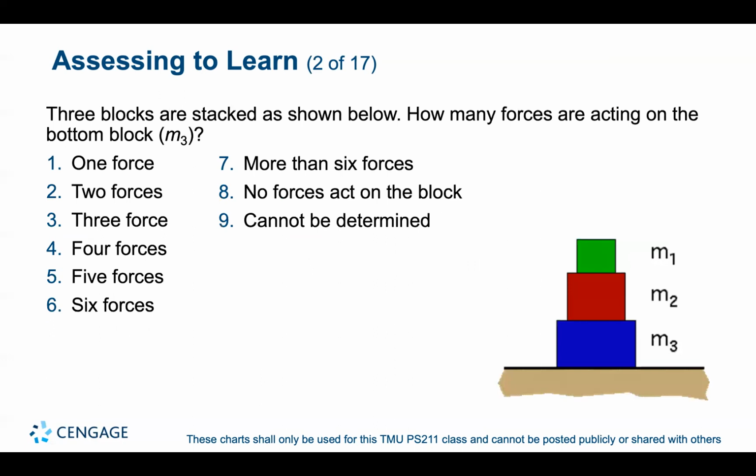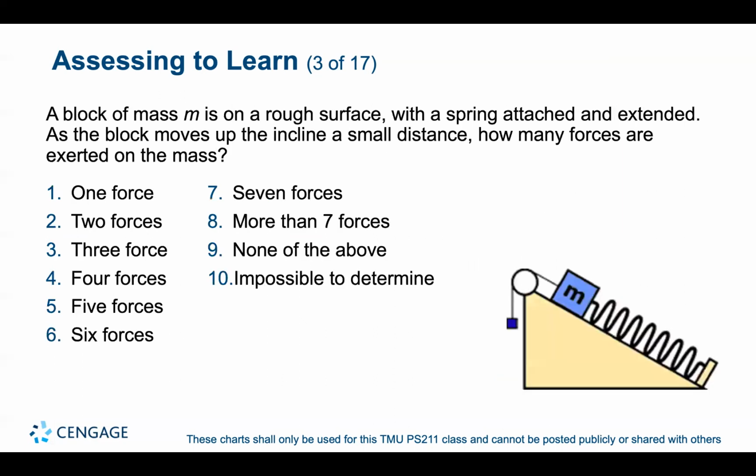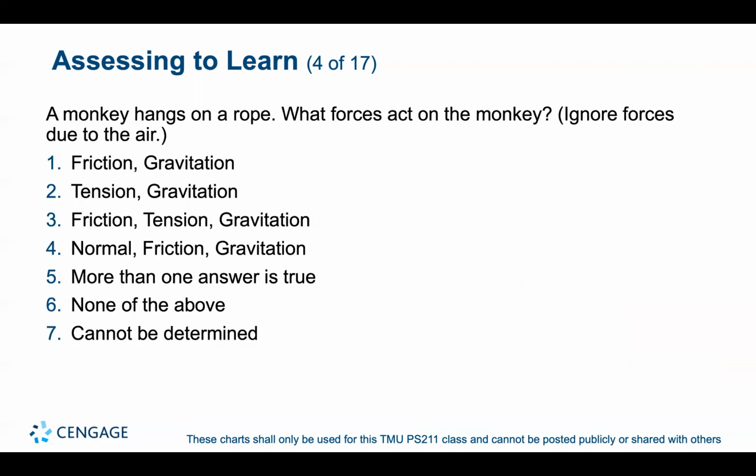Three bodies are stacked as shown below. How many forces are acting on the bottom block? The possible answers are 3 and 4. So you can be thinking about that. A block of mass M is on a rough surface with a spring attached and extended. As the block moves on the incline a small distance, how many forces are exerted on the mass? The possible answers are 4, 5, 6, 7, and 8. There are all kinds of interesting forces that you can be thinking about, depending on how complex you want to get into the answer.